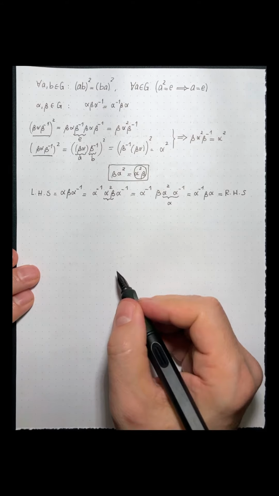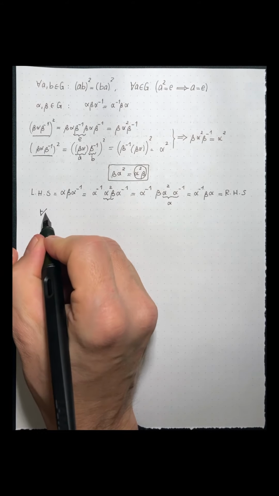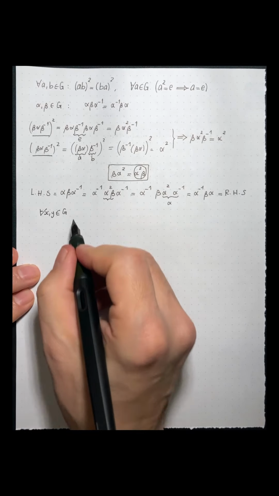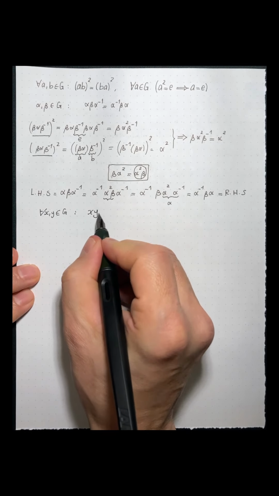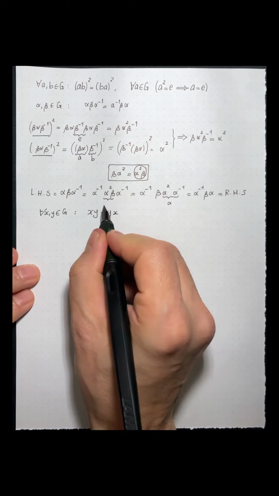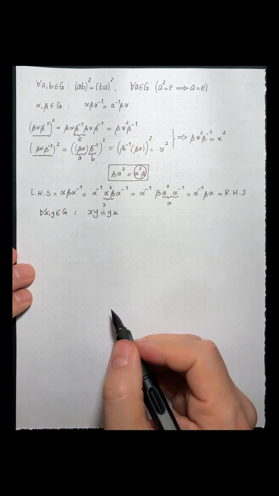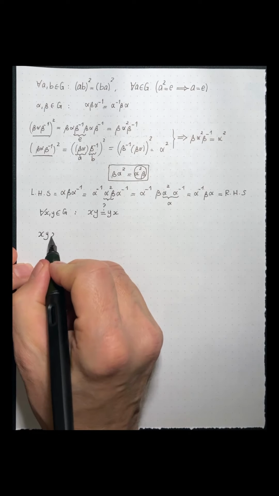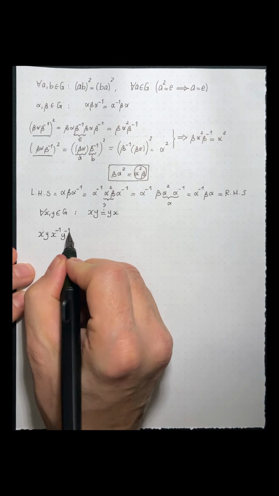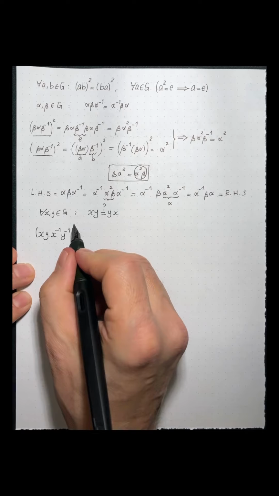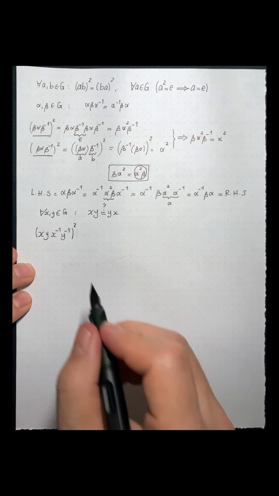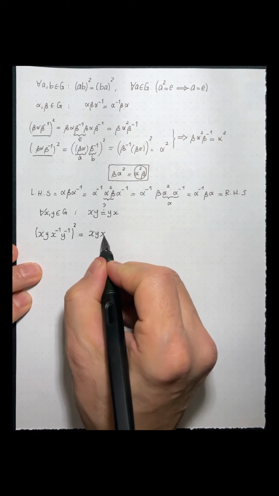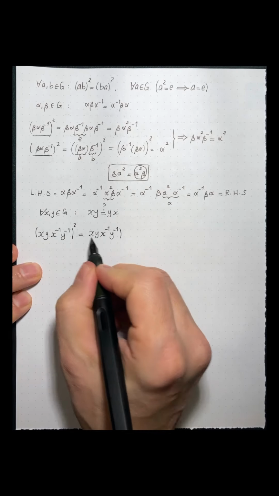Now I want to prove the group is abelian. What does it mean? It means that for every pair of group elements like x and y, I want to prove that xy is equal to yx. So this is my goal. Now I look at this combination, (x y x⁻¹ y⁻¹)². Of course, an element to the power 2 means that element multiplied by itself.